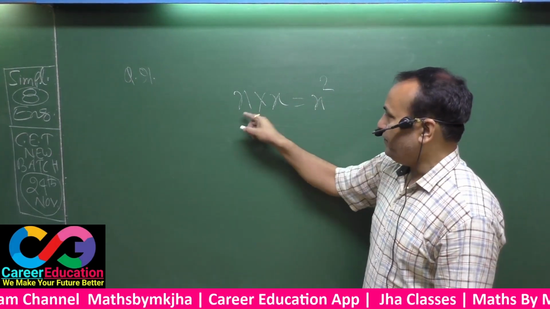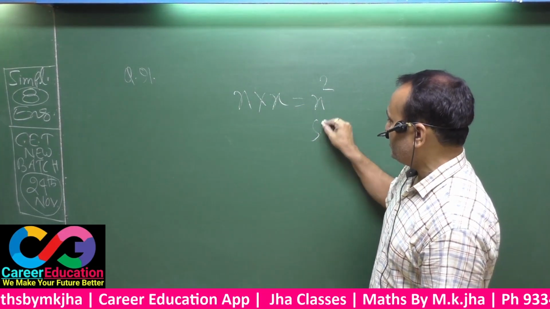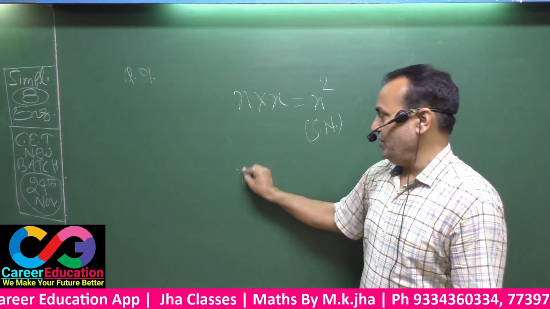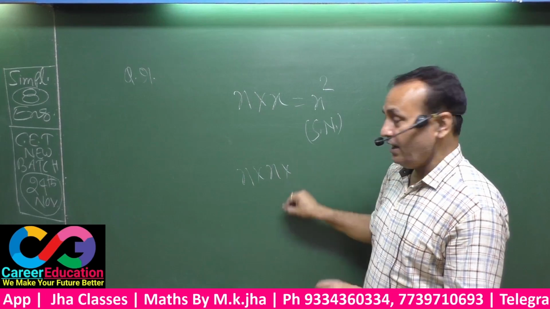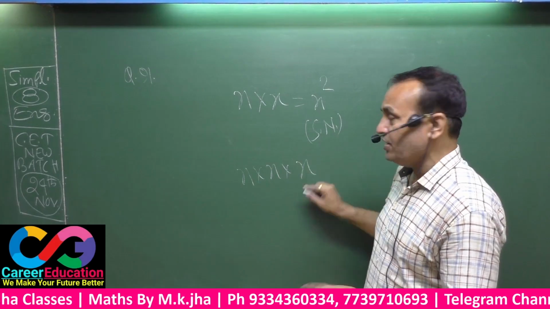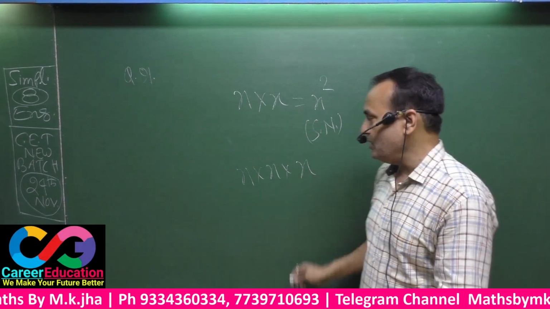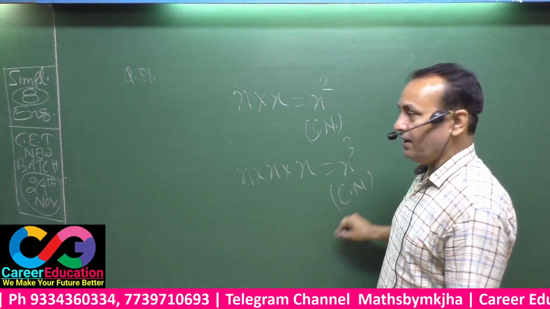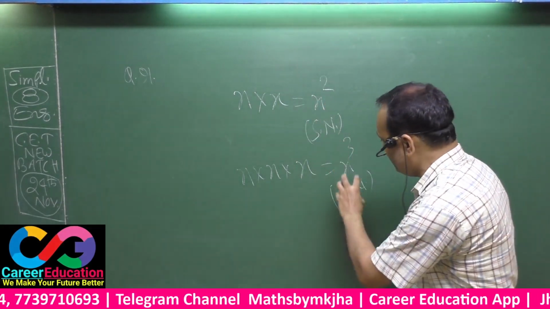That means if x is multiplied with x, x square is your square number. Similarly, if a number is multiplied by the same again and by the same again, that means if x is multiplied by x and again by x, the result is x cube, and this is called a cube number. That means this is your square number, this is your cube number.